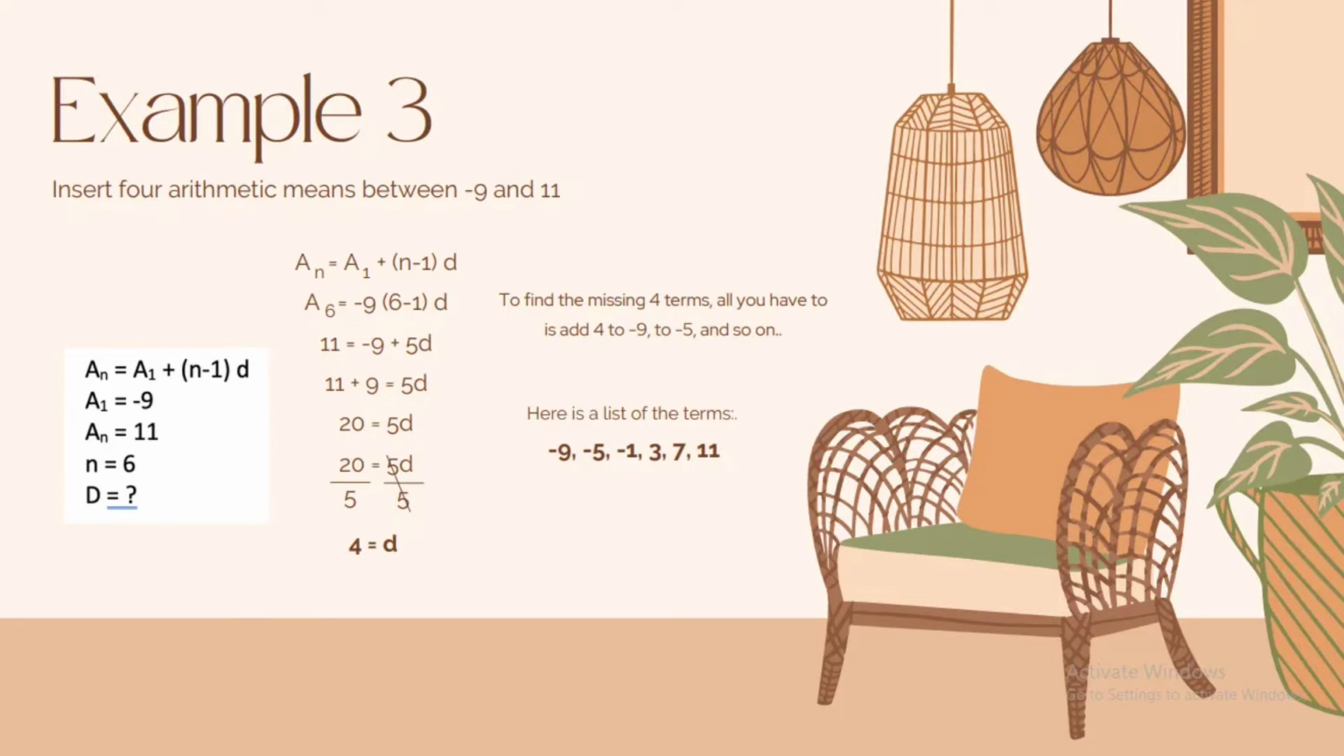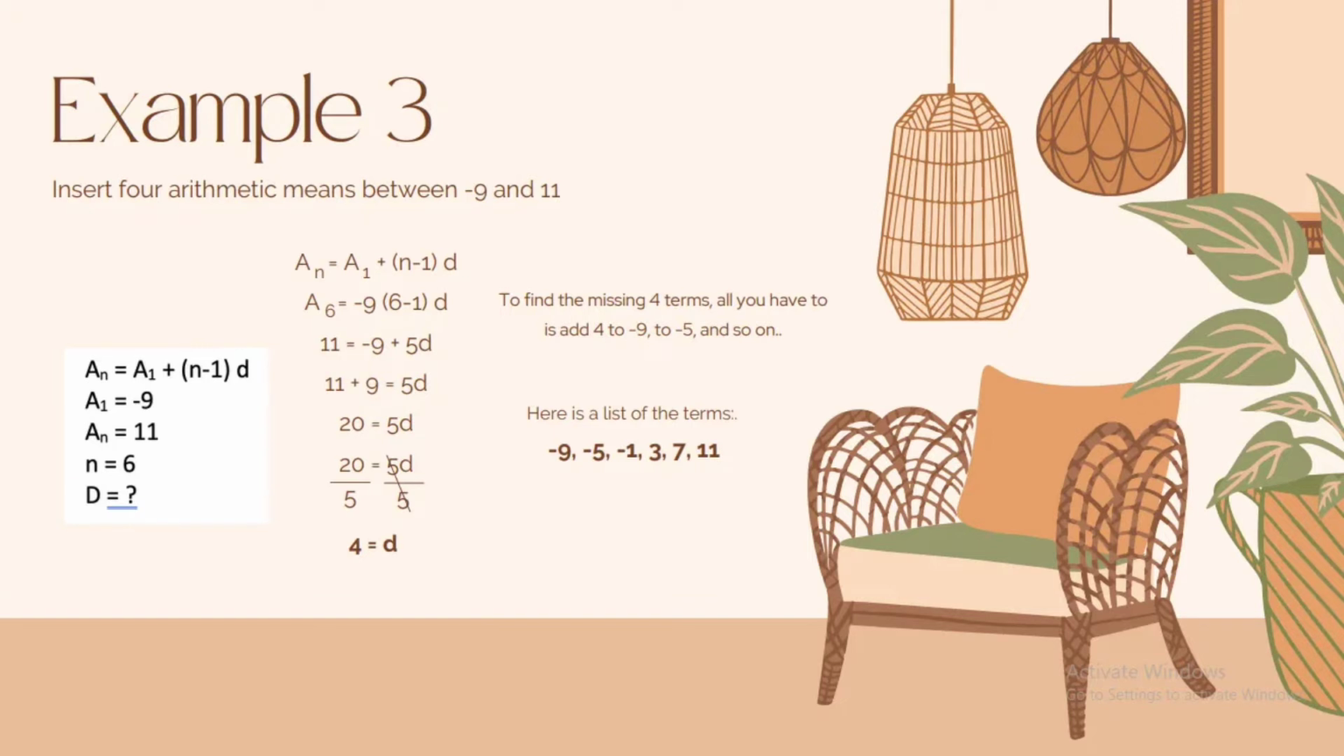Now let's discuss our third example, the arithmetic mean number sense. Insert 4 arithmetic means between negative 9 and 11. We have negative 9 as our first term, 11 as our last term, and 6 as our number of terms. Let us find the value of our common difference to insert and identify the 4 missing terms. A sub n is equal to a sub 1 plus n minus 1 times d. A sub 6 is equal to negative 9 plus 6 minus 1 times d. Change a sub 6 to 11 and let's proceed.